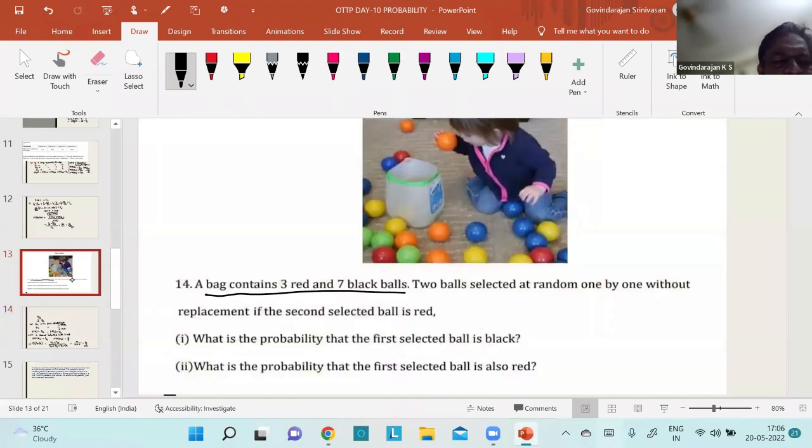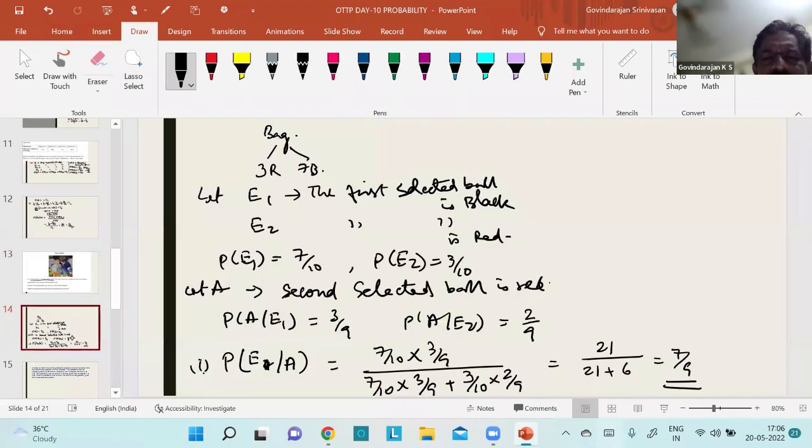Then the second question is, what is the probability that the first selected ball is also red color? It means E2 given A. What is the probability of E2 given A? E2 given A means probability of E2 into probability of A given E2, dividing by the same denominator. You can find out the answer for the second subdivision.